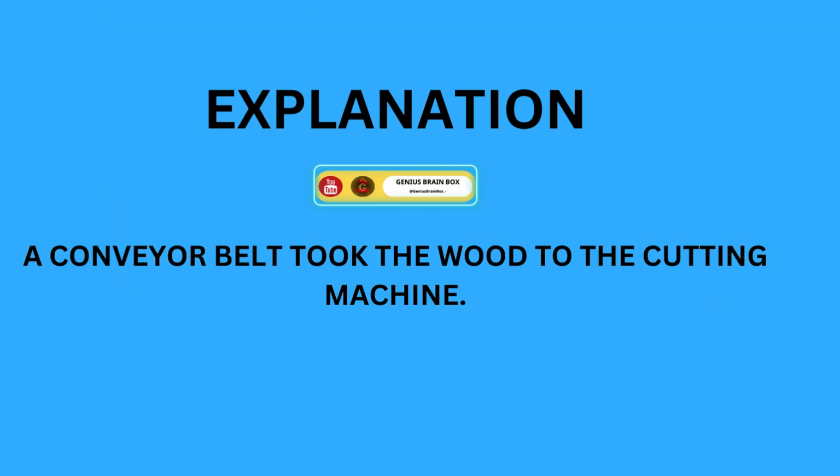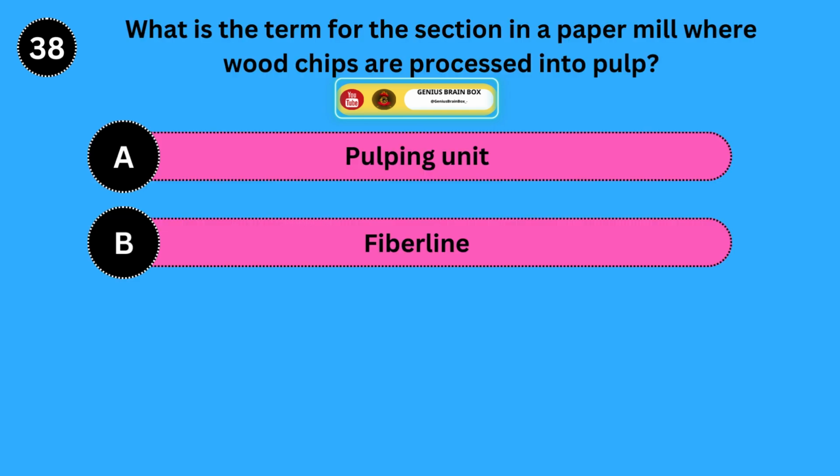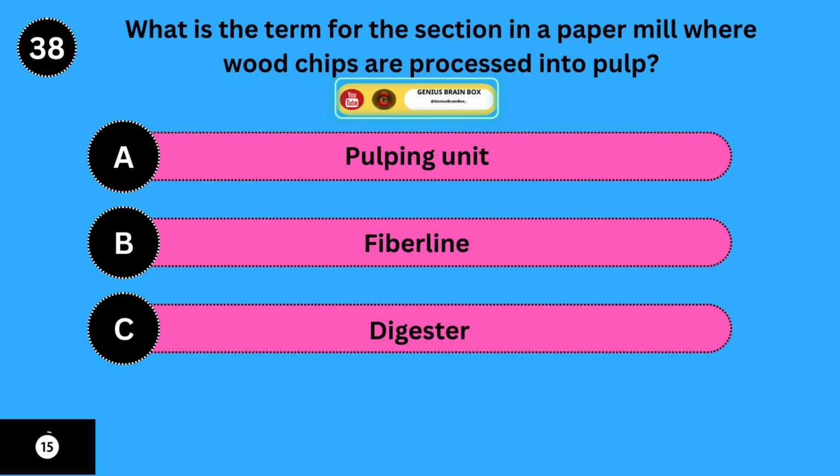Explanation. A conveyor belt took the wood to the cutting machine. What is the term for the section in a paper mill where wood chips are processed into pulp? Option A, pulping unit. Option B, fiber line. Option C, digester.